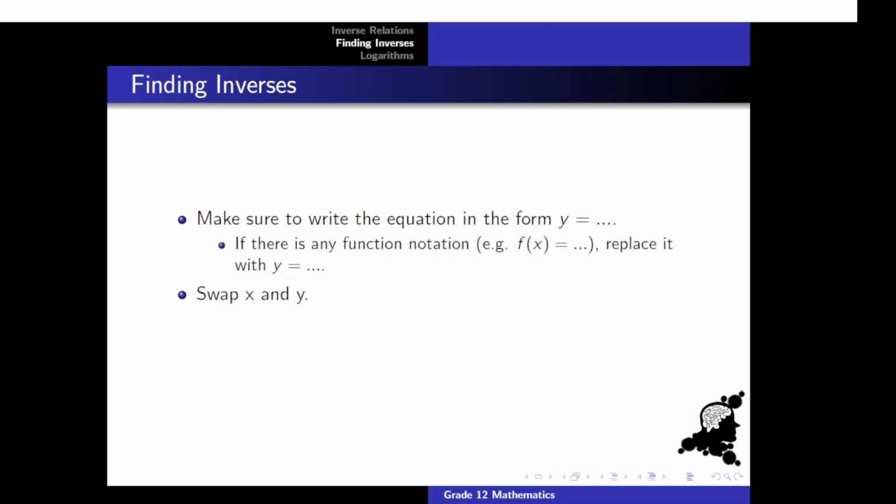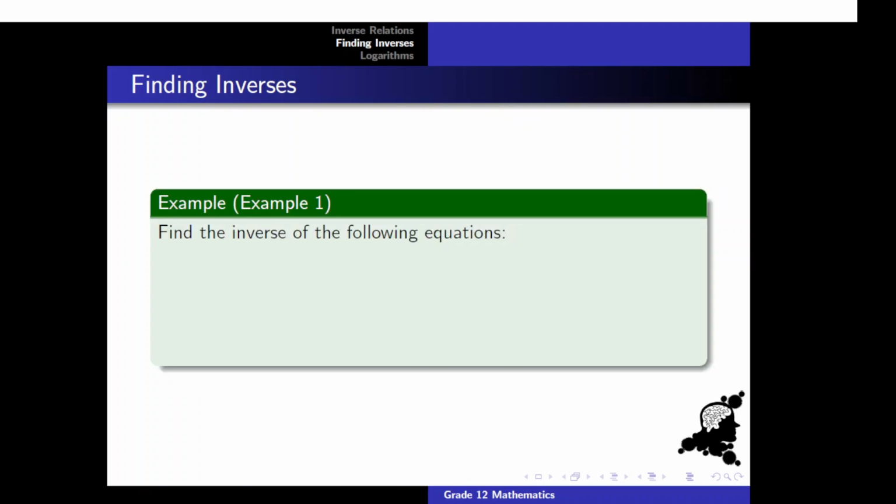Next, we have to swap x and y. Lastly, what we need to do is solve for y in terms of x. Now let's have a look at some examples of how we would do this. So this question says we need to find the inverses of the following equations. We start off with y equals 3x minus 1.